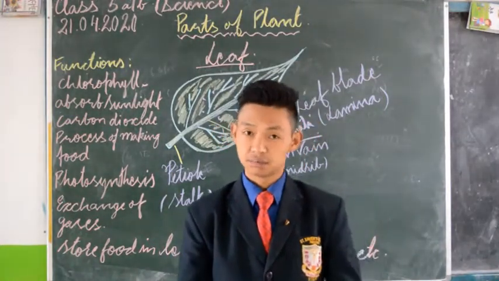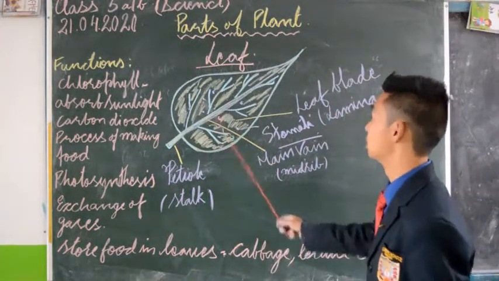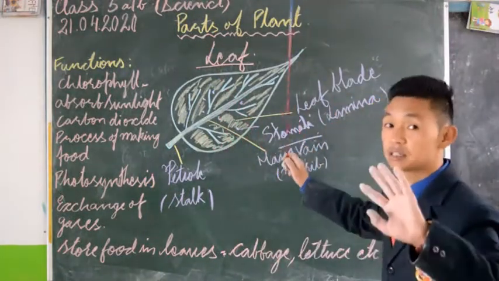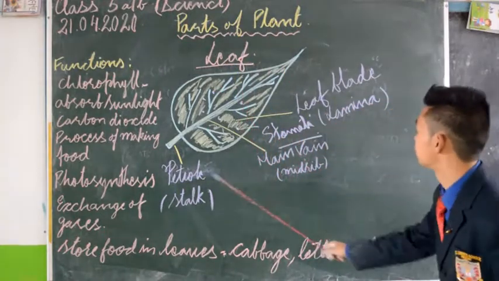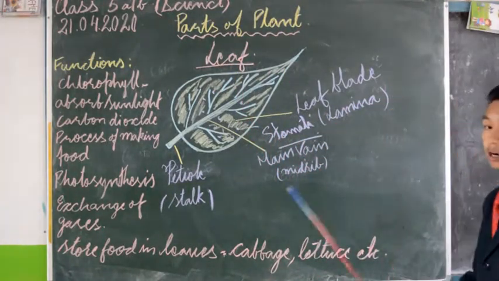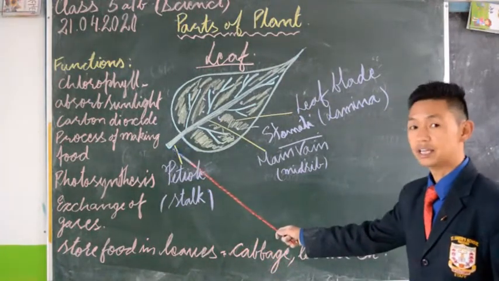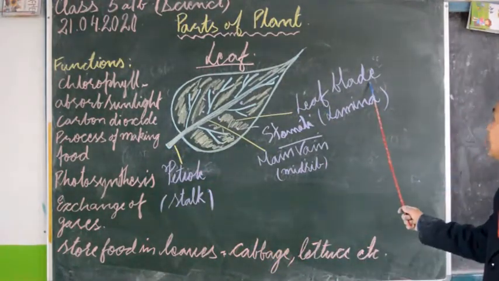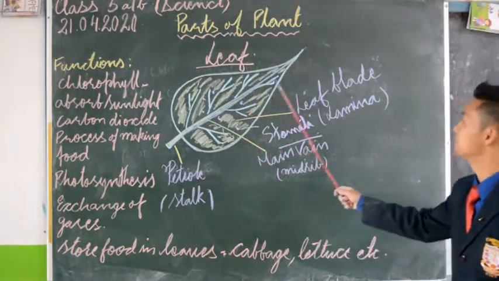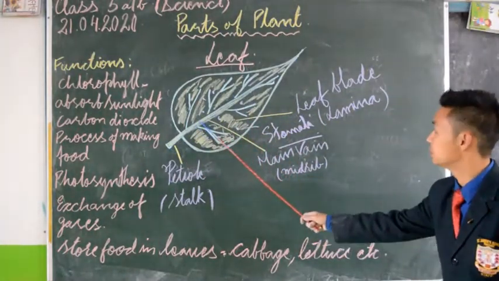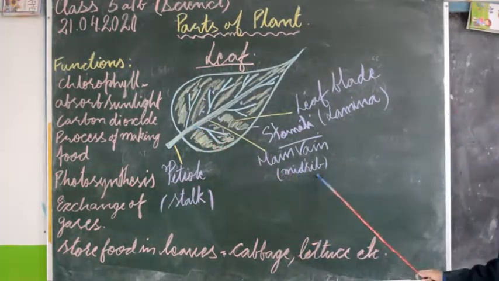Let's recapitulate, because it will be too much for you all. Last time we have seen the parts of plants. Let's see the parts of a leaf, where we found three parts. The first one is the petiole or the stalk, which is the base part of the leaf. Then we found the leaf blade or the lamina, the surface of the leaf, and the main vein. The mid vein or the main vein divides the leaf into two equal parts.